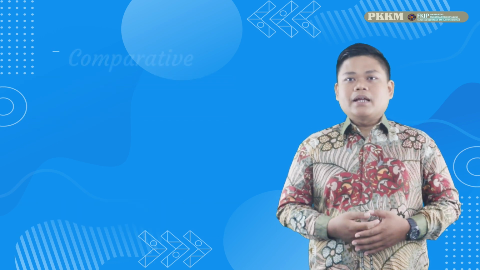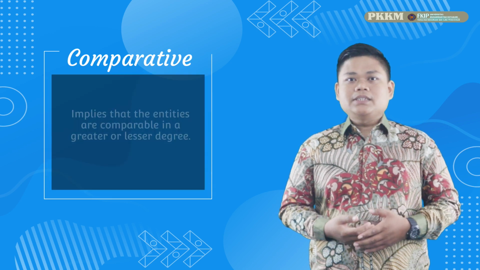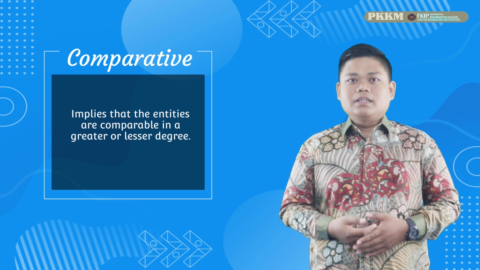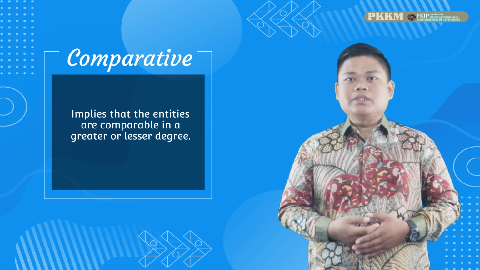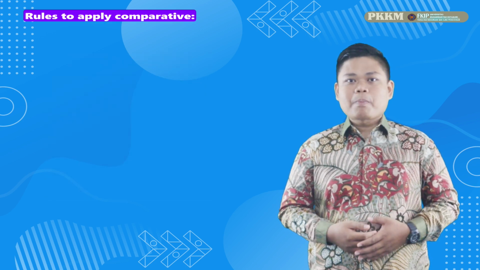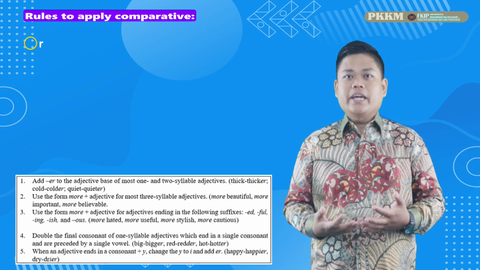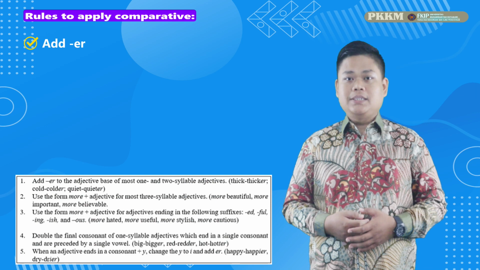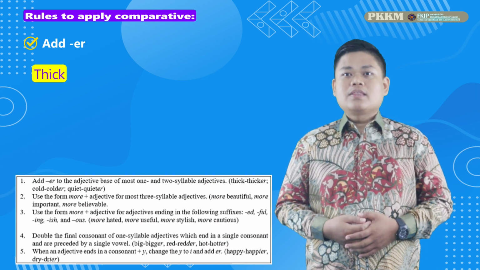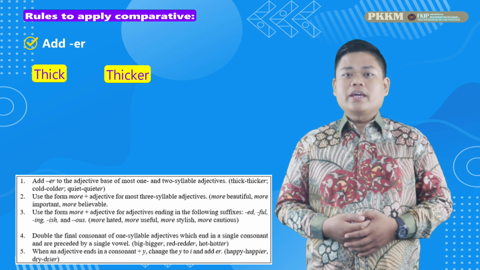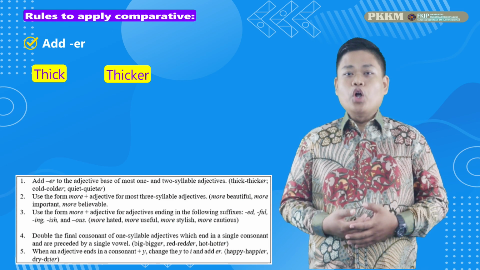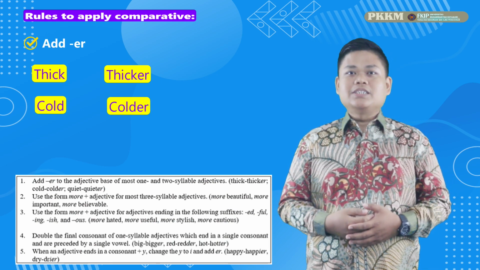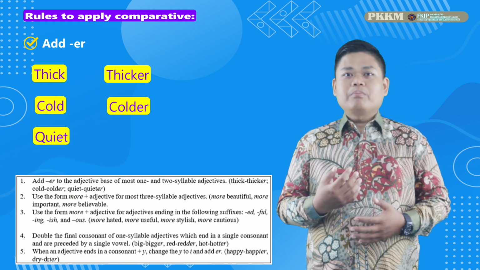This type of comparative implies that the entities are comparable in a greater or lesser degree. The following rules generally apply to this type of comparative. The first rule is add er to the adjective base of most one and two syllable adjective. Take for example, thick, become thicker. The second one is cold, become colder. The third one is quiet, become quieter.